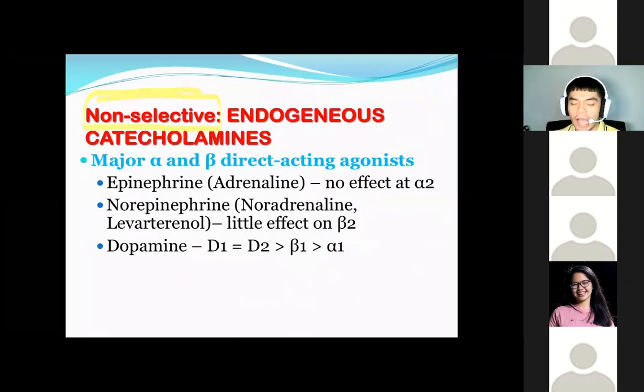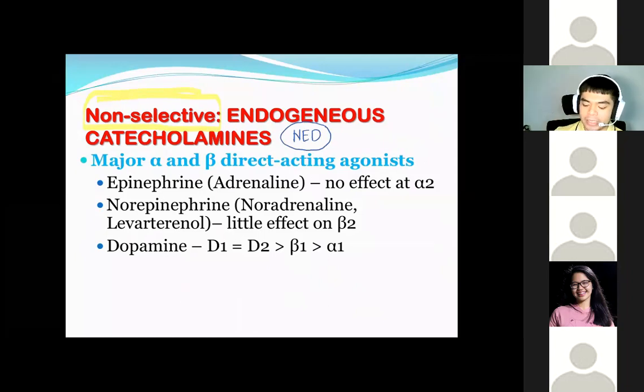O recall, pag non-selective, only one or more than one? More than one general type. Kaya ang example natin dito are the natural catecholamines. So remembering natural catecholamines or endogenous catecholamines, we have three examples. Ang palatandaan doon ay NED. Norepinephrine, epinephrine, and also we have dopamine.